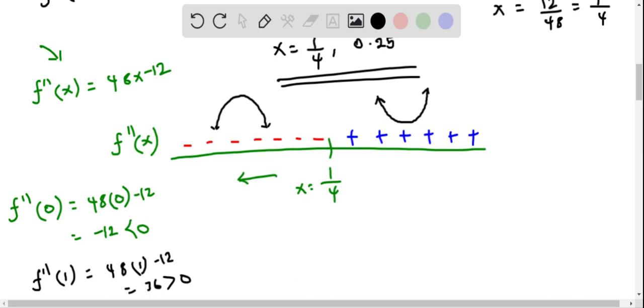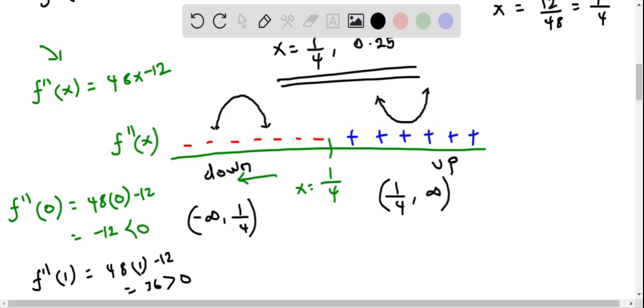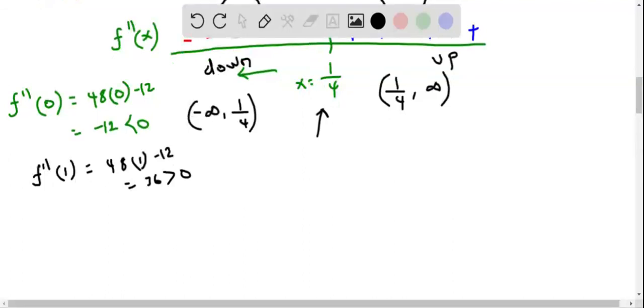And so we see that in the interval from negative infinity to 1/4, it is concave down, and in the interval from 1/4 to positive infinity, it is concave up. And clearly at x equals 1/4, it has a point of inflection, because the graph of the function changes its concavity, that is, it changes from concave down to concave up. So definitely x equals 1/4 is a point of inflection.